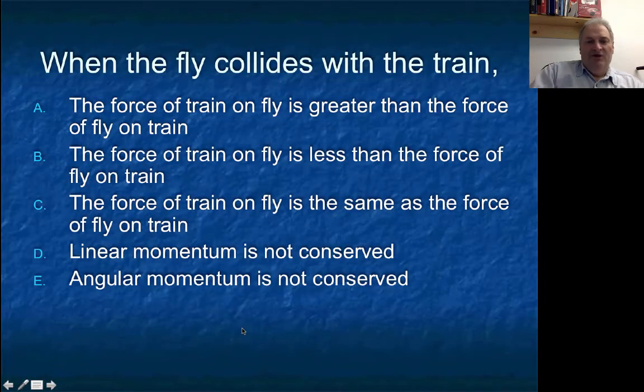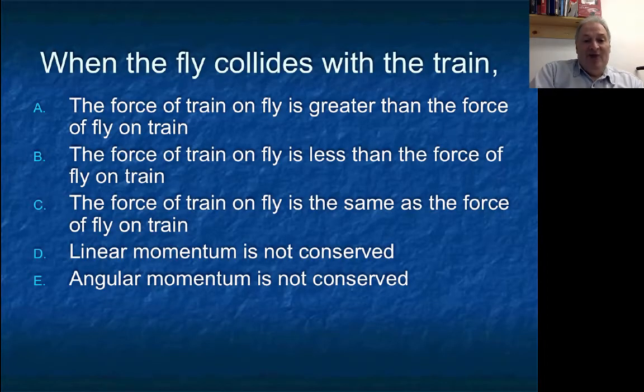All right. Question for you then. When the fly collides with the train, pick the best answer. All right, let's analyze the answers. A says the force of train on fly is greater than the force of fly on train. Well, A is a violation of the third law. The third law says that if the fly exerts a force on the train, then the train exerts a force on the fly, and those forces are equal and opposite. So the force of train on fly is not greater than the force of fly on train. It should be the same.